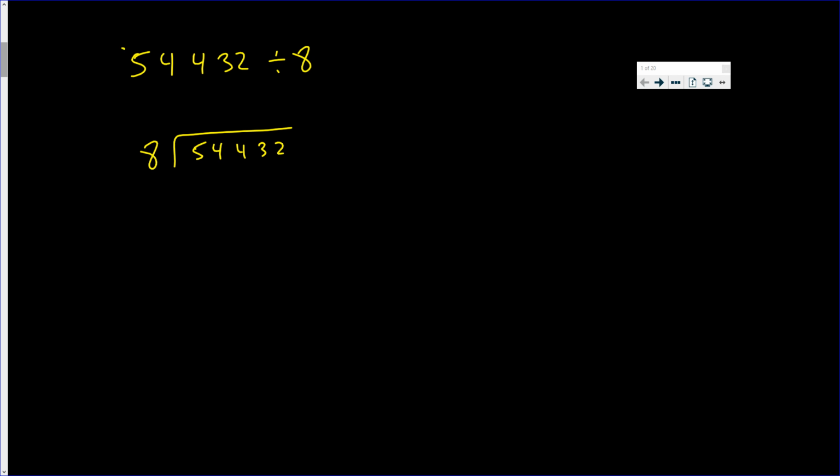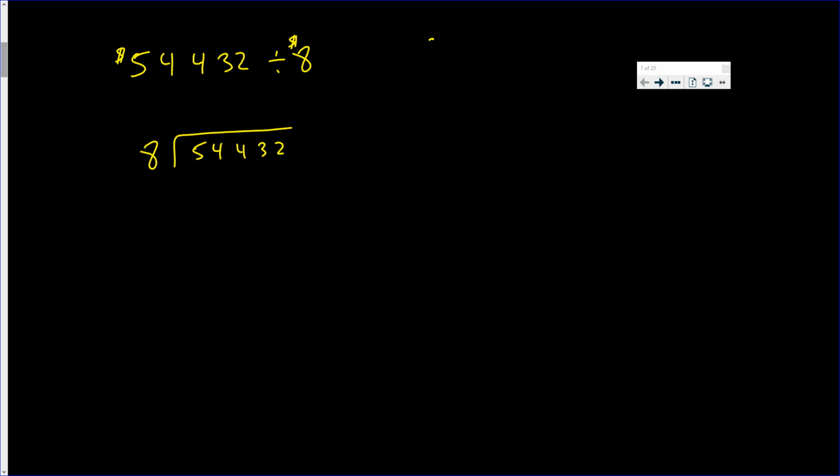54,432. You have $54,432 in cash, and you want to buy as many items as you can that cost $8 each. No sales tax, just pay $8 and get the item. How many of these items can you buy?